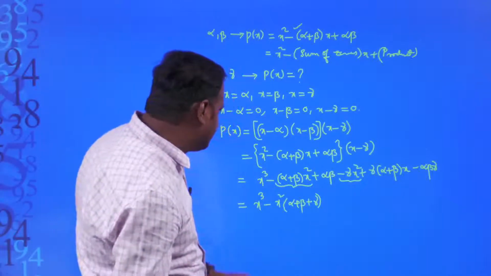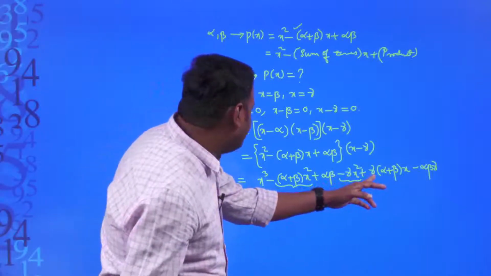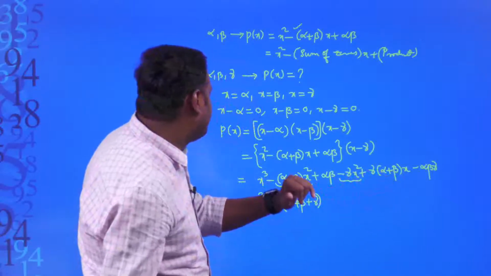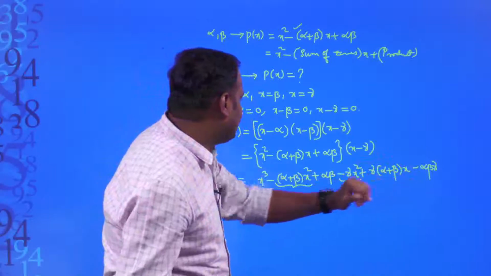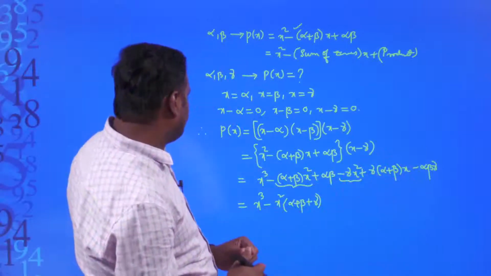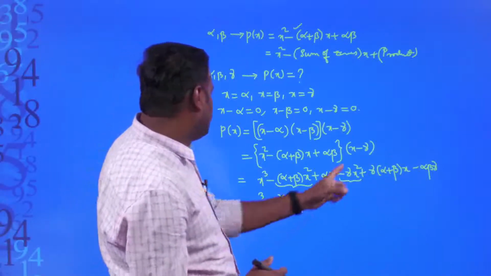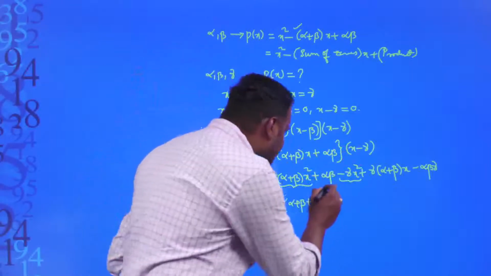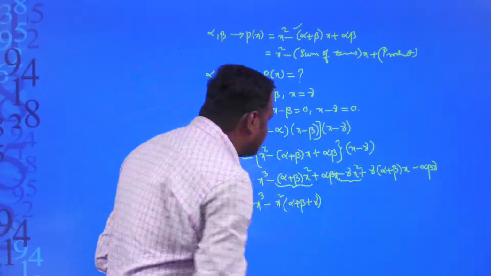What are the x terms here? Gamma into (alpha plus beta) into x, okay, minus alpha into beta into gamma, right. So, I just want to know what the x terms are here. x into x square is x cube, x into x, this is alpha beta into x is equal to alpha beta x. I forgot to write that.